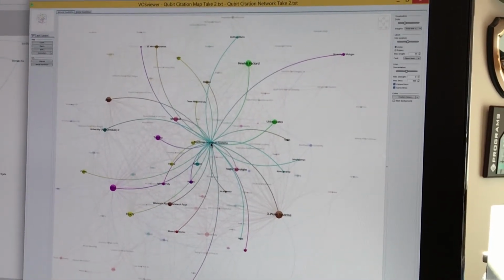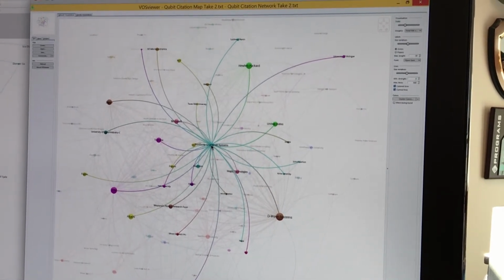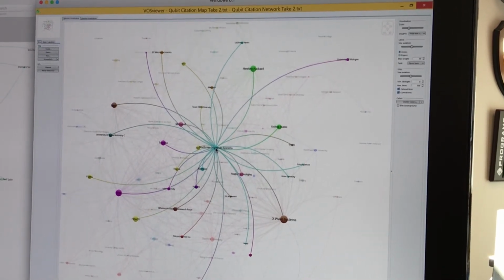So we believe these citation network diagrams will be very useful for our clients when they're looking for the most influential companies in a portfolio analysis.